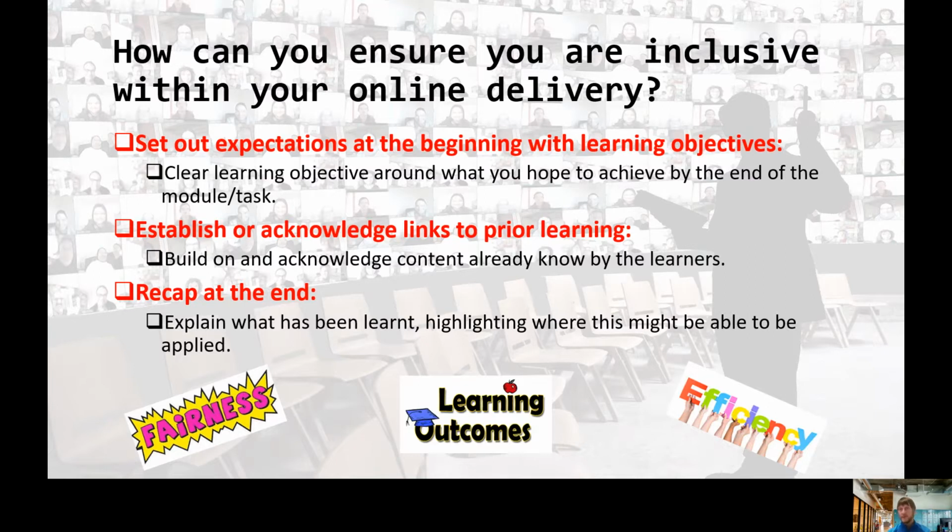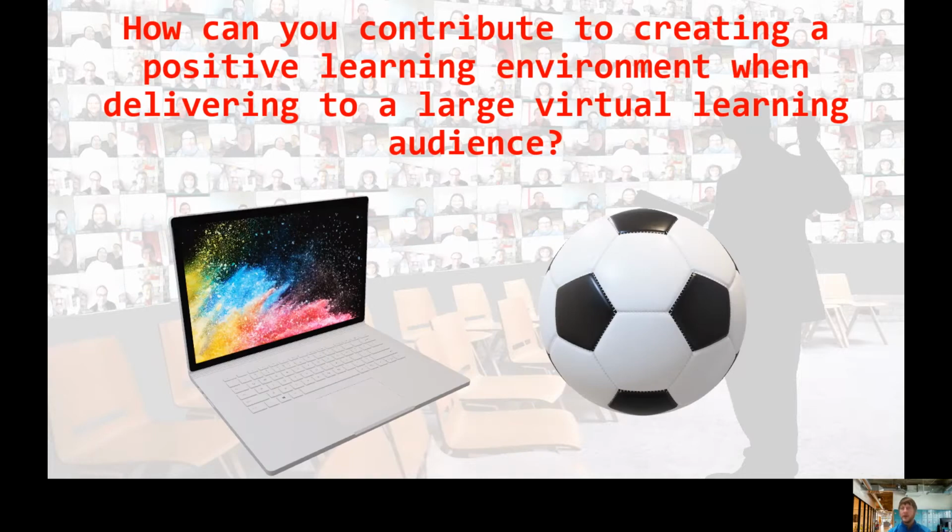Did we meet our learning objectives from the start of the session? We might highlight where this learning could be applied back in their club or working in their environment. And throughout that, to ensure we're inclusive, we'll be fair so that all learners have the best chance to succeed and learn in a way that suits those. We'll look at efficiency in terms of making sure we cater to all kinds of minds. And if we're inclusive from the outset, then that'll build a better experience for everybody and it'll lead to improved learning outcomes. So how can I contribute to creating a positive learning environment while delivering to a large virtual audience?